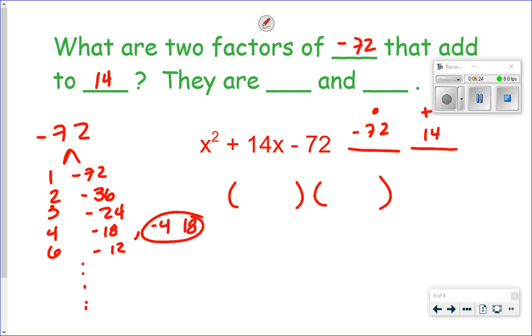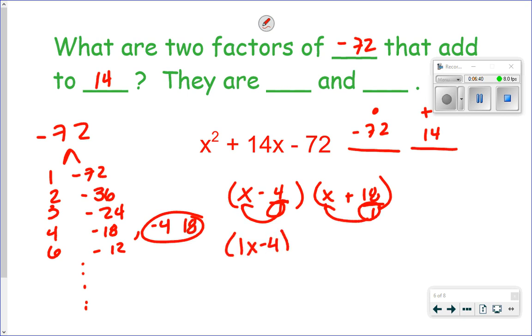Next step is write your binomials, fill in your variables. Okay, it's going to be minus 4, plus 18. Divide by A, which this week is going to be 1, and then move that number out front. So 1x minus 4, 1x plus 18.